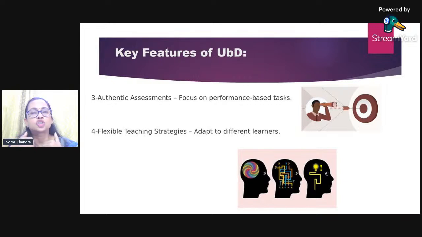See, we want the children to be engaged. If the students are not engaged or not actively participating in the class, learning won't happen. Do you agree with me or not? If you agree, show me a thumbs up.